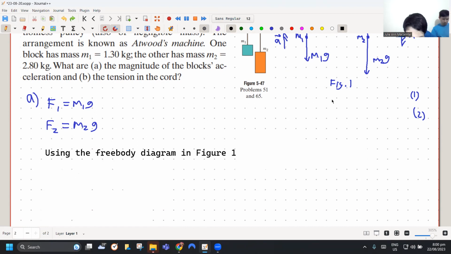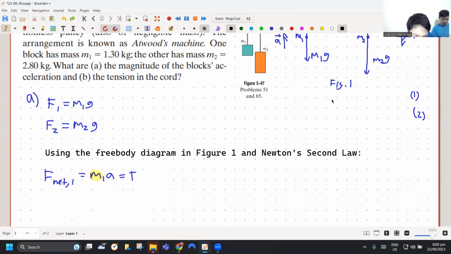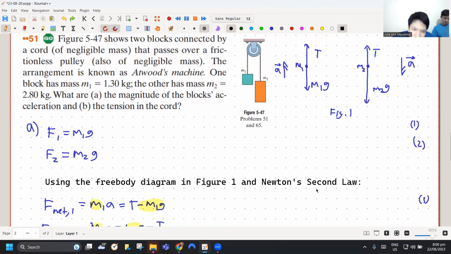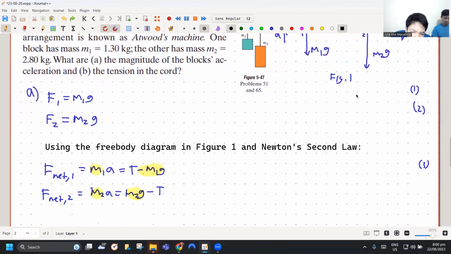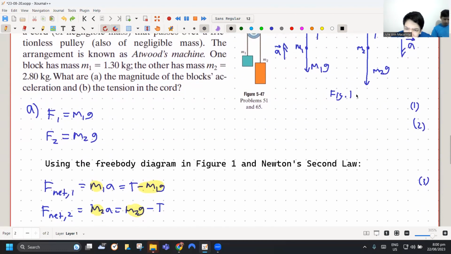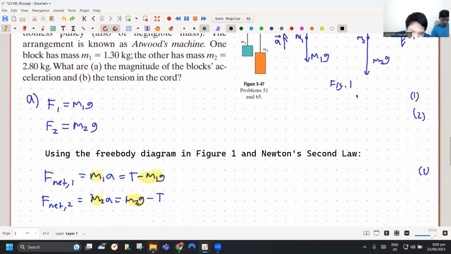Using the free body diagram in figure 1 in Newton's second law, we can say that F net 1 is equal to m1a, which is equal to T, tension. For mass 2, m2a is equal to m2g minus tension. Why? For the first mass, the tension is going up and the mass is going down. So of course the force of gravitation is going down. The tension is pulling it up. So therefore, tension should be positive and the gravitational force should be negative.